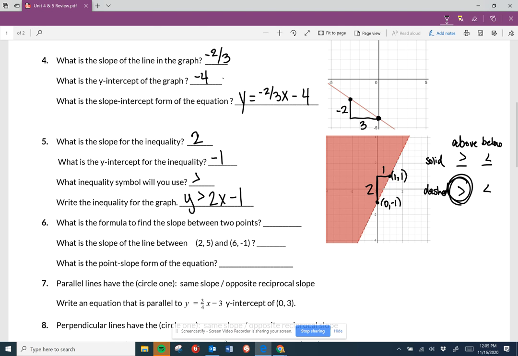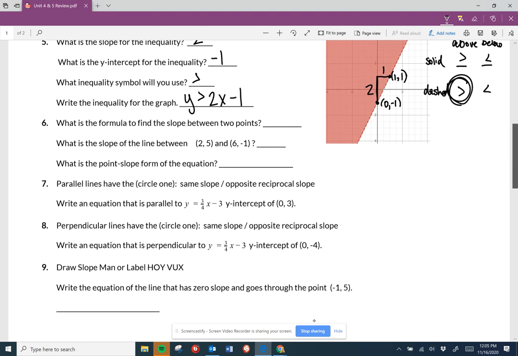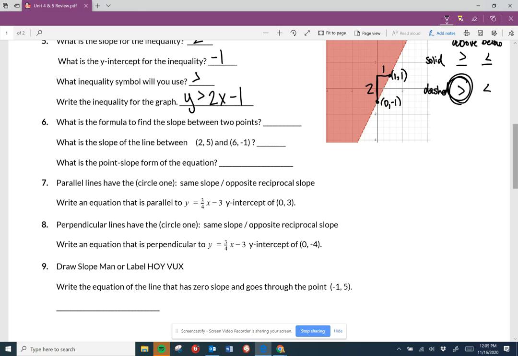Now, number 6 is getting us started. It just asks you, what is the formula? So what is the formula to find the slope between 2 points? That is going to be y2 minus y1 divided by x2 minus x1. Okay, and then it says, okay, well, what's the slope between these two? So I'm just going to go ahead and label these. This is my first point. So I have my x1, y1. Then my second point is going to be x2, y2.